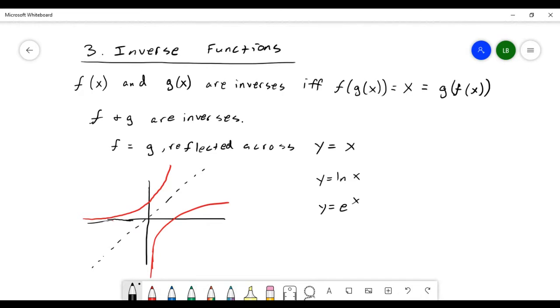Another way to write this is if you have a point (x, y) on f, that will be the point (y, x) on g. Or in other words, if there's a coordinate on f, if you switch those two x and y values, then that coordinate will be on g. Make sense?